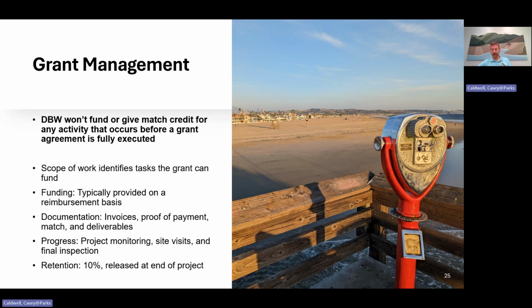The grantee periodically sends a formal request to DBW asking for a specified amount of reimbursement for work the grantee has already paid for. These requests must be accompanied by supporting documentation, which are things like contractor invoices and proof of payment by the agency of those invoices. And we also need documentation of match contributions using similar forms of proof.